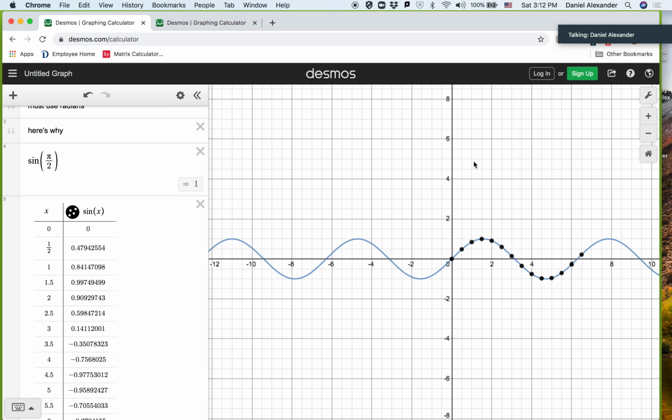Okay, so I think that's all I need to do today. I wanted to go over why we use x rather than theta, and then introduce the use of Desmos and make sure that you're always going to be in radians, not degrees.